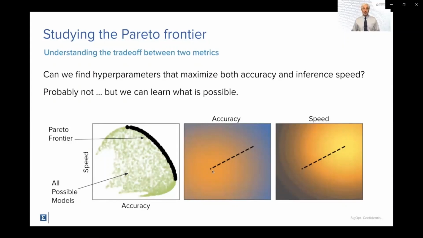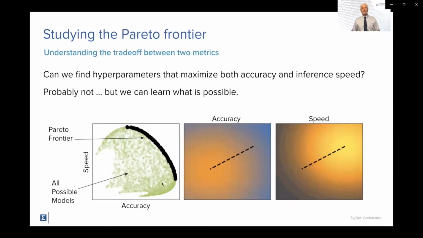In reality, they're not the same point, and if they're not the same point, then no, we cannot maximize both accuracy and inference speed. What we can do is find the points which trade them off efficiently, so that you can't get better at one without hurting the other. And that set of points is referred to as the Pareto Frontier, visualized here on this left graphic, where now I've plotted accuracy on the x-axis and speed on the y-axis.